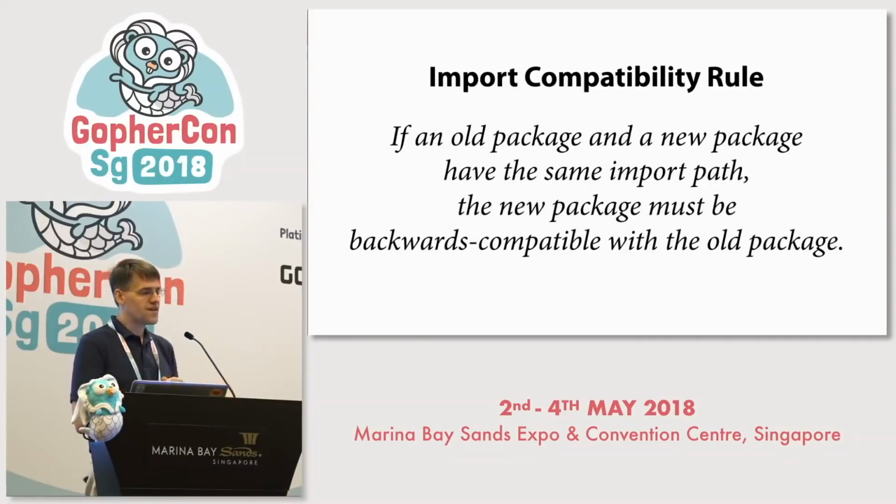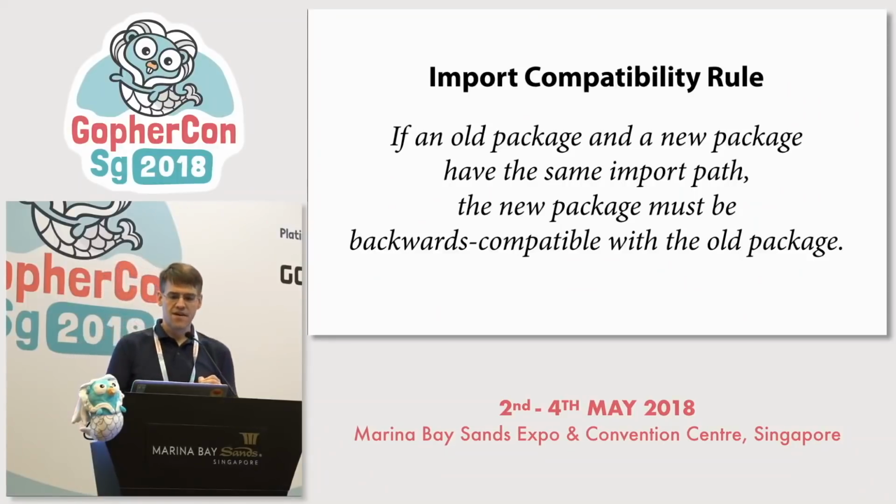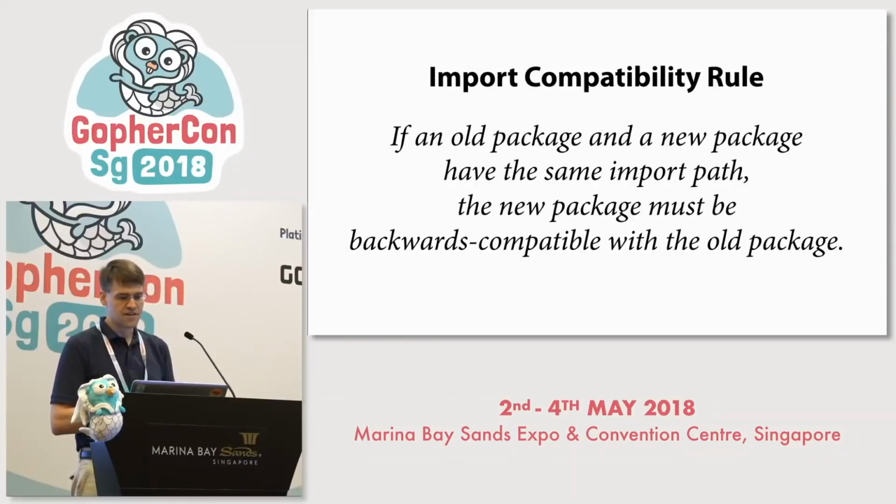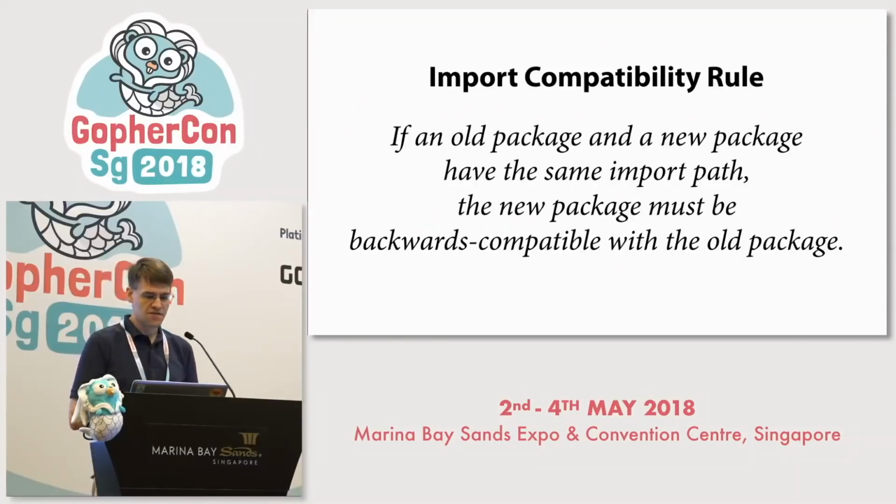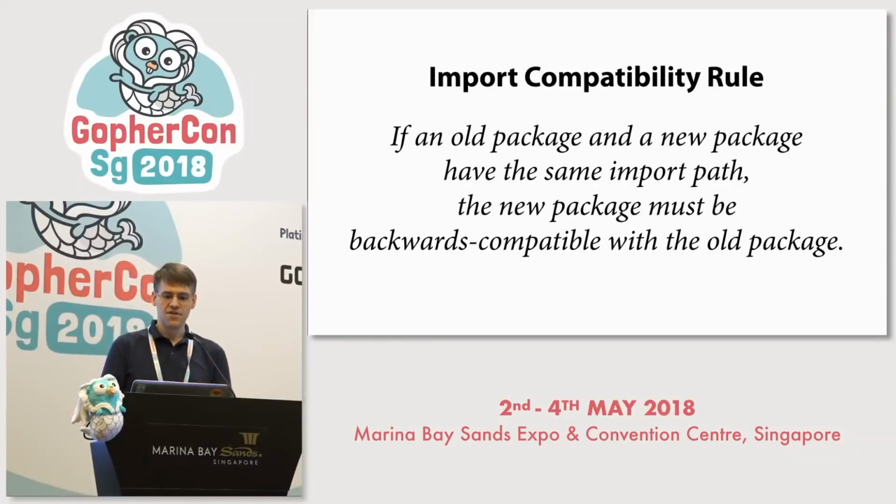We gave this old advice of ours a new name. We call it the import compatibility rule. The import compatibility rule is: if an old package and a new package have the same import path, then the new package must be backwards compatible with the old package. But then what do we do with semantic versioning? If we still want to use semantic versioning, the import compatibility rule requires that different major versions, which by definition have no compatibility relationship, must use different import paths.